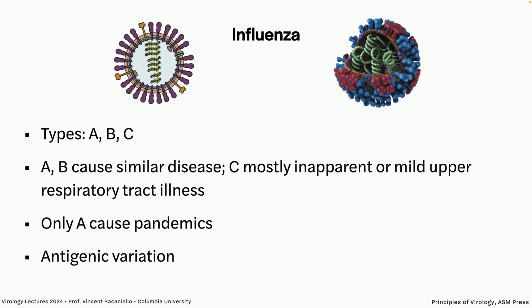A and B cause a similar disease, a respiratory infection that we'll talk about. C causes mostly inapparent or mild upper respiratory tract illness, the common cold. That's another name for a common cold. Only influenza A virus causes pandemics. Does anyone know when the last influenza pandemic was, by any chance? 2000 and what? I heard the right number. Yeah, 2009, yes. 2009, the so-called swine flu pandemic. And the hallmark of influenza is antigenic variation, which we'll touch on today, and we're going to return to when we talk about evolution. Very interesting.